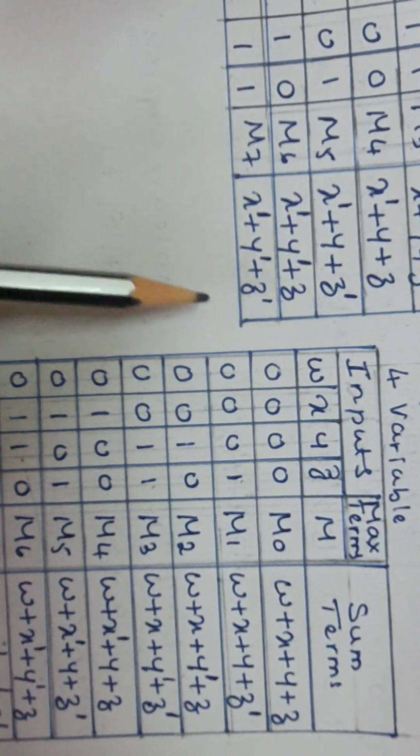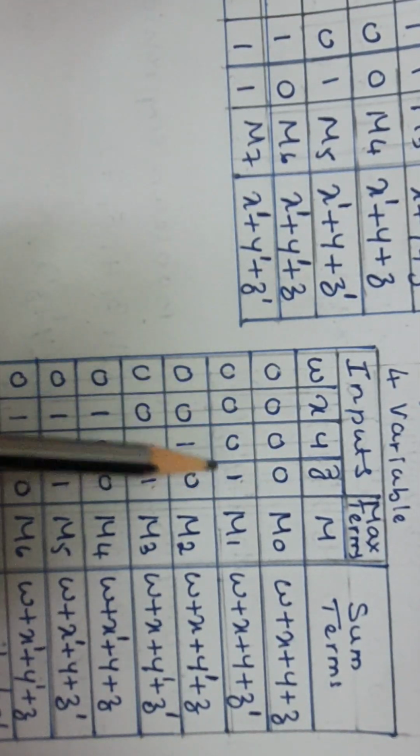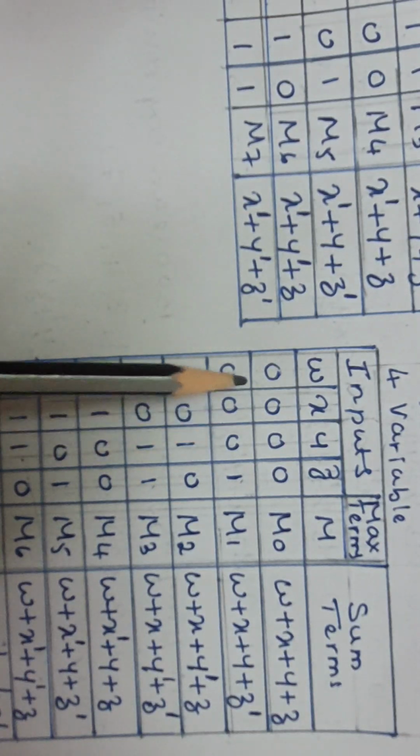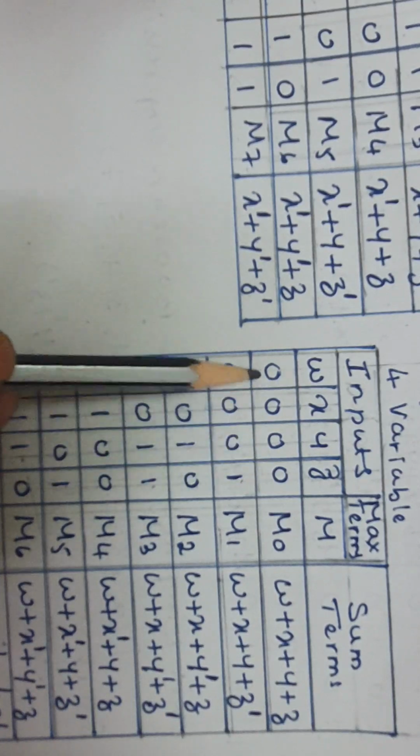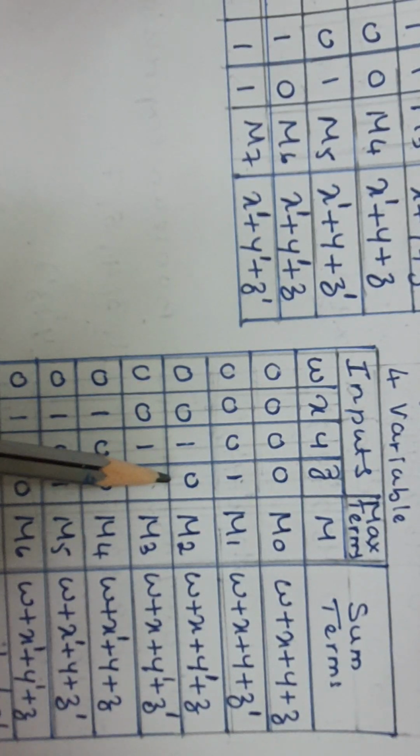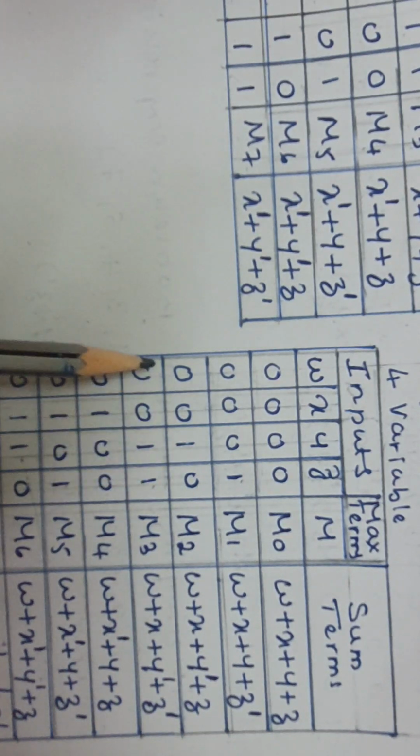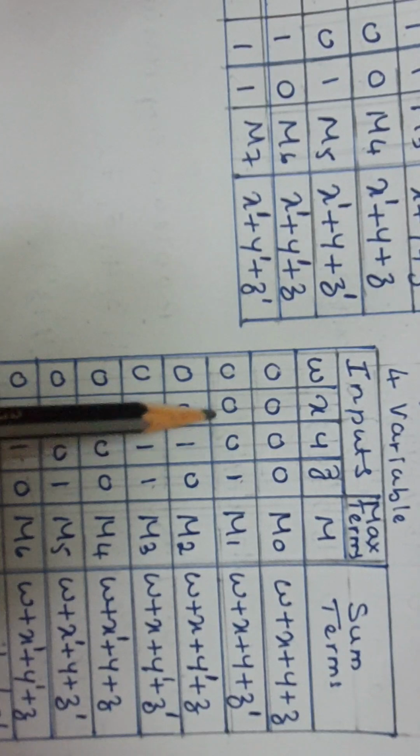So which are those we shall consider? First, for the inputs we will have to write all possible input combinations starting from 0 to 15. This is 0 using 4 bits of binary. This is 1 using 4 bits of binary. This is decimal 2 using 4 bits of binary. So this way, starting from 0 to 15, using 4 bits we will write the input combinations. Okay.